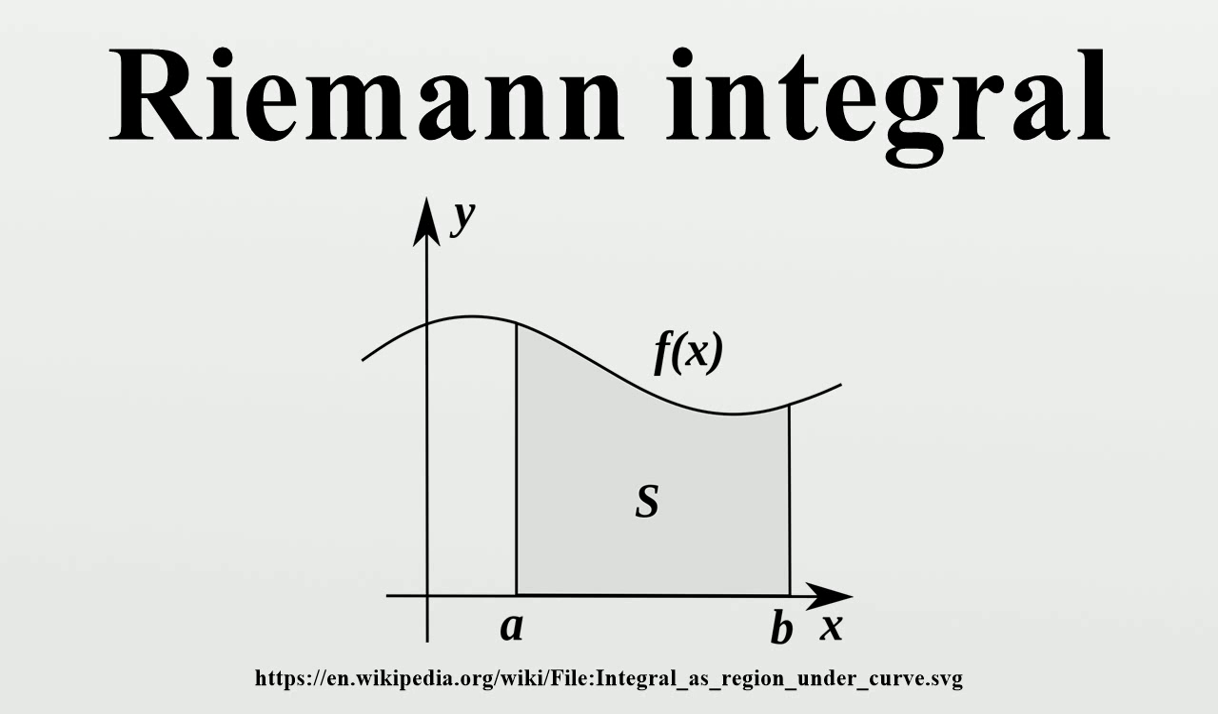To be specific, we say that the Riemann integral of f equals S if the following condition holds. For all epsilon greater than 0, there exists delta greater than 0 such that for any tagged partition whose mesh is less than delta, we have that the Riemann sum differs from S by less than epsilon. Unfortunately, this definition is very difficult to use.